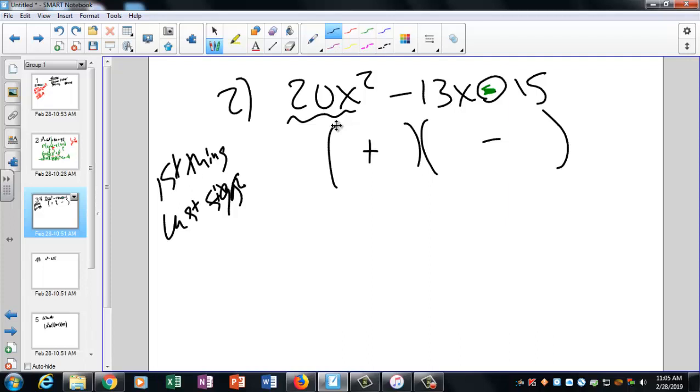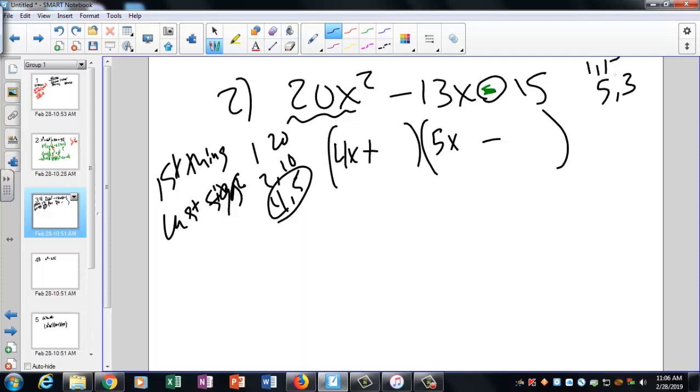What gives me 20? Well, your options are 1 and 20, which hardly ever work. 2 and 10, which is better than 1 and 20. And 4 and 5, which is the best because you want to choose the numbers that are closest together. Does that make sense? Now, when you plug in 4x and 5x, that gives me 20x squared. Do we agree? Yes. Now, what numbers give me 15? 1 and 15. And 3 and 5. I knew what you meant. All right.